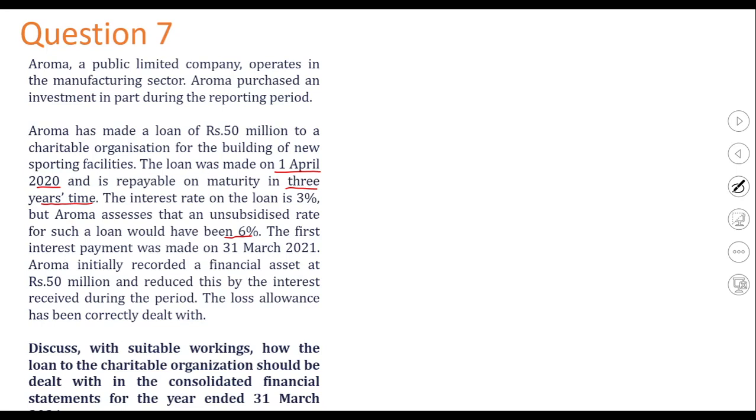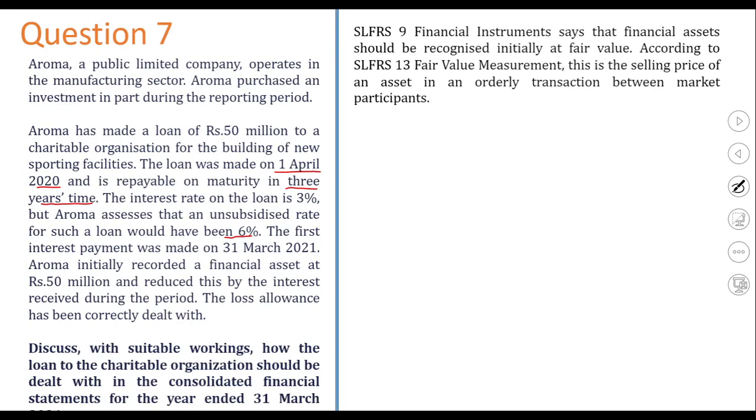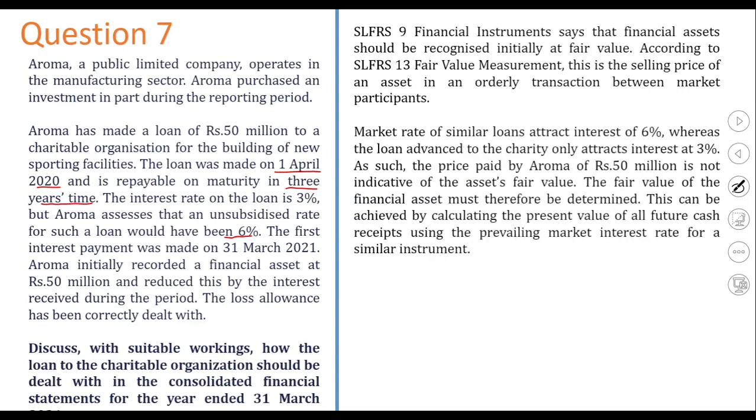No. Why? The normal market rate is 6%, but they have given this to them at 3%. Again, that question comes. This is not at the fair market price. So we have to follow the same theories, right? SLFRS 9 Financial Instruments says that financial assets should be recognized initially at fair value. I think we have told this several times, right? According to SLFRS 13 Fair Value Measurement, this is the selling price of an asset in an ordinary transaction between market participants. But here, it's not market participants, it's a charitable organization.